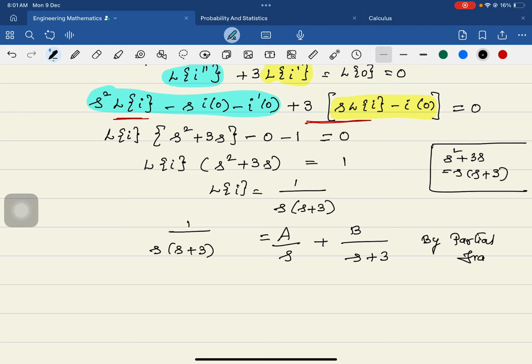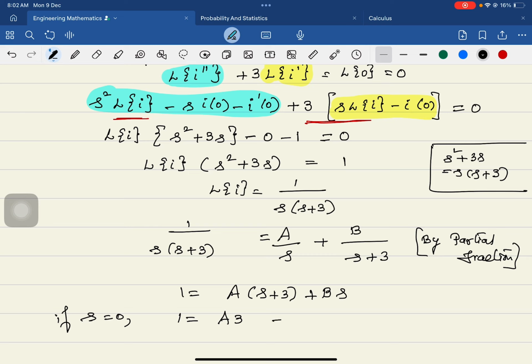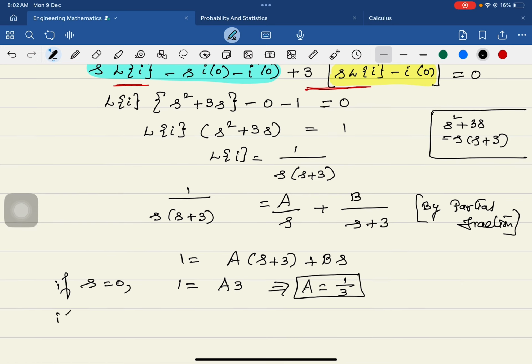By partial fractions we can split like this, and that gives you 1 is equal to A times S plus 3 plus B times S. Now when I put S is equal to 0, what happens to this? That is A times 3. That implies the value of A is 1 by 3. Now, if we substitute S is equal to minus 3, then this becomes minus 3B. So that implies B is minus 1 by 3.